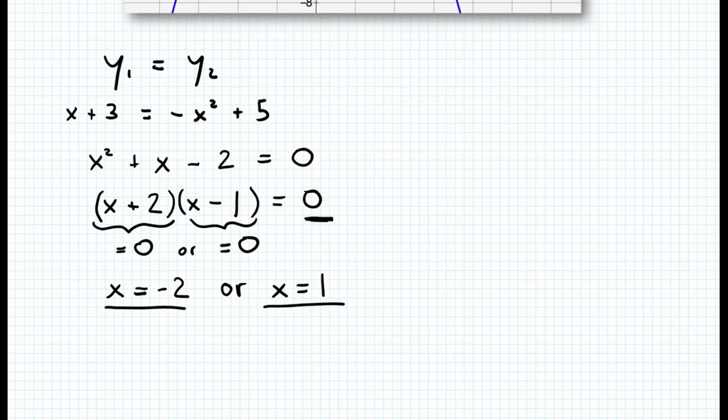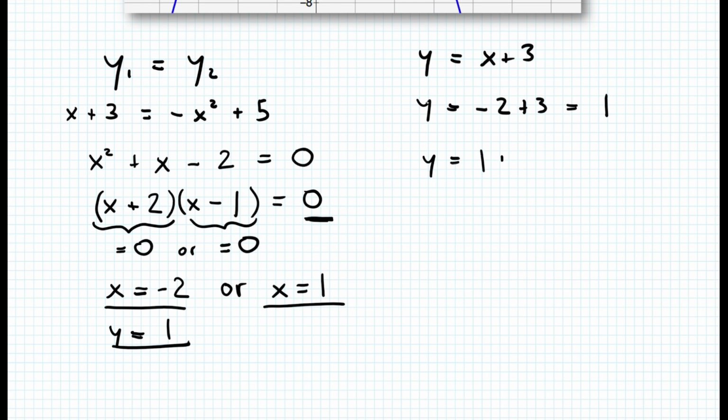So what is the y value? What we can do is just substitute in one of the equations. For example, if you take y is equal to x plus 3, and substitute negative 2, you have negative 2 plus 3, so you end up with 1. So the y value has to be equal to 1. And for the other one, we substitute again, y is equal to 1 plus 3, so you end up with 4. That means the y value here is equal to 4.